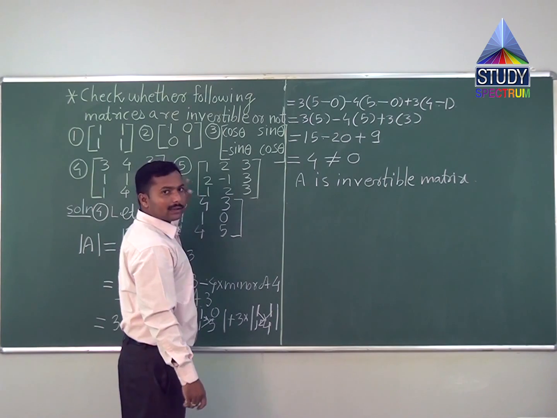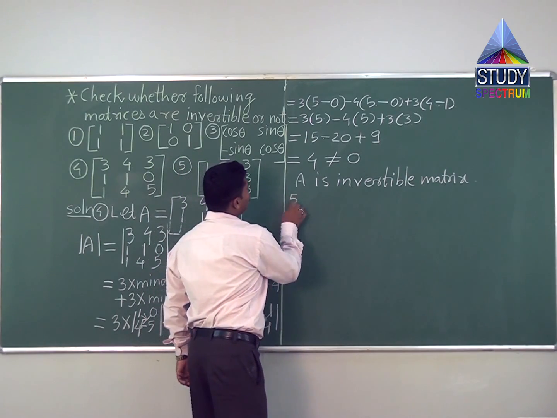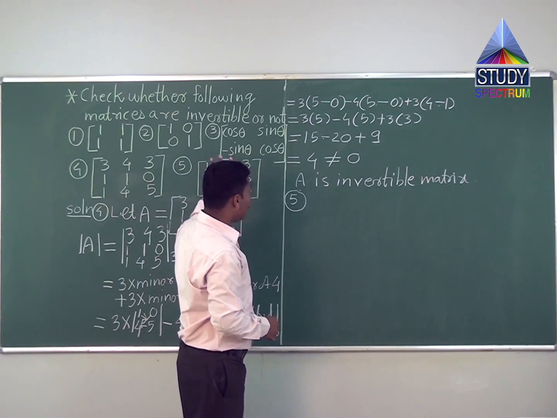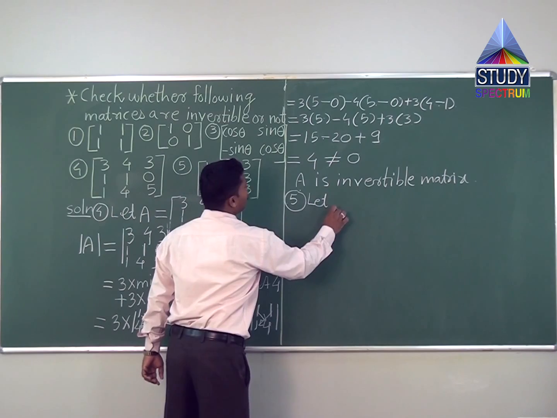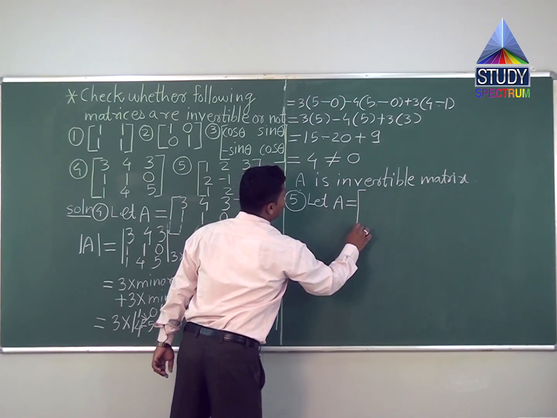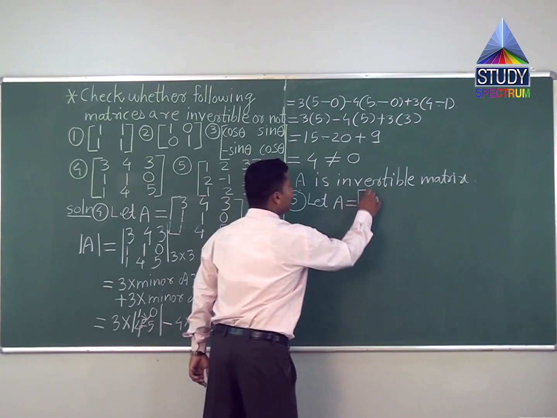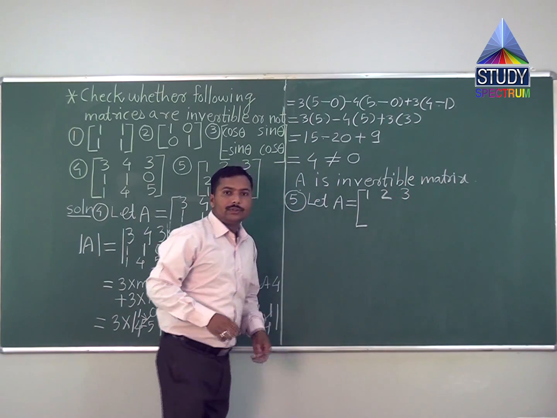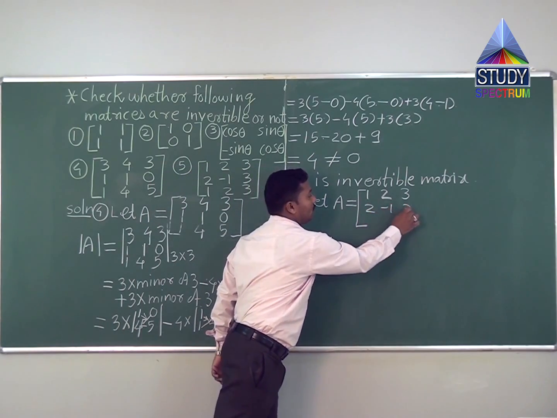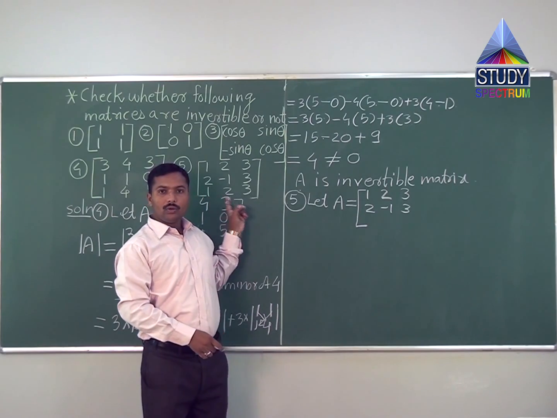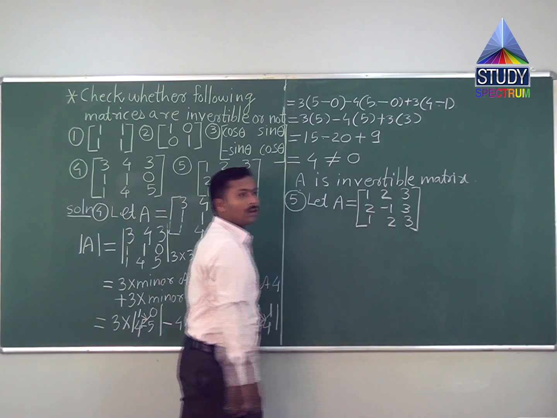Again we discuss the last matrix for invertibility. So again we assume this given matrix as A. So let A equal to the matrix with first row 1, 2, 3, second row 2, minus 1, 3, and the last row 1, 2, 3.